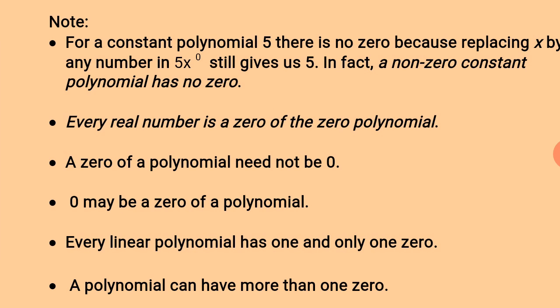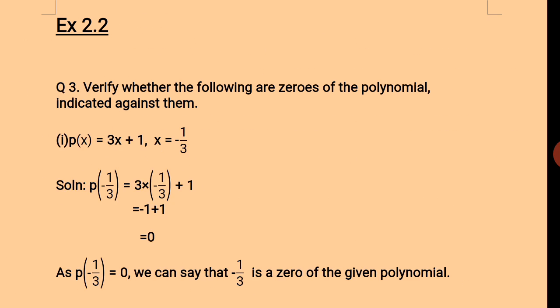Next, a polynomial can have more than 1 zero. This is also a truth. It is not always compulsory that we will get only one zero. There are certain polynomials wherein there are multiple zeros also. We have examples there in the exercise. When you will solve it, you will come to know about it.